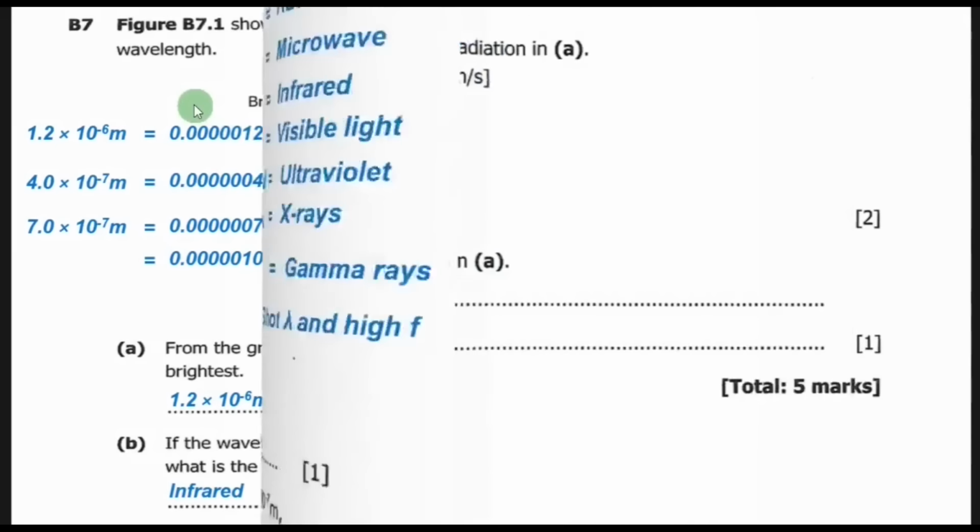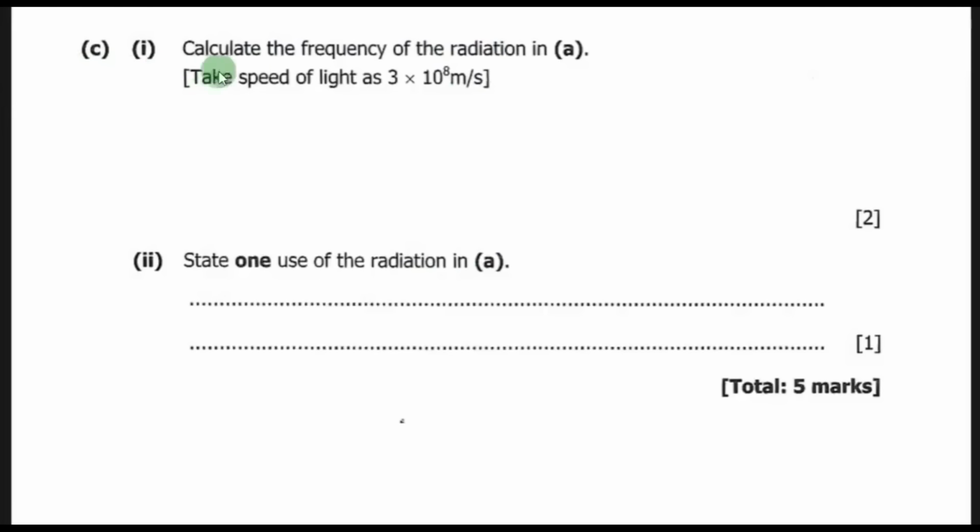So let's now move to C1, which says calculate the frequency of the radiation in air. Take the speed of light as 3 times 10 to the power 10 meters per second. So now we are calculating frequency. We know that the wave equation is speed equals frequency times wavelength. So we can make frequency the subject of the formula. Frequency times wavelength is equal to speed. So we divide by wavelength, and remain with frequency is equal to speed over wavelength.